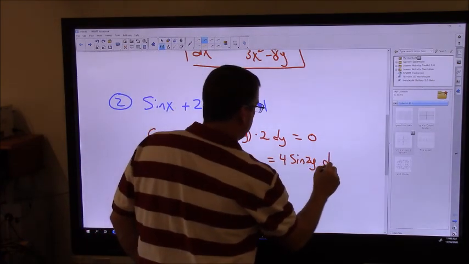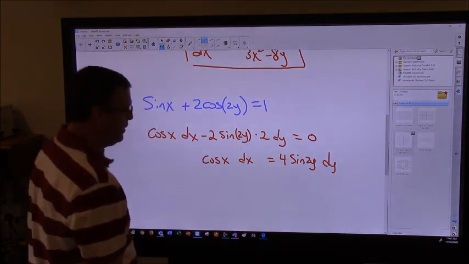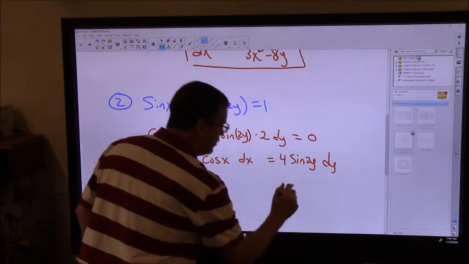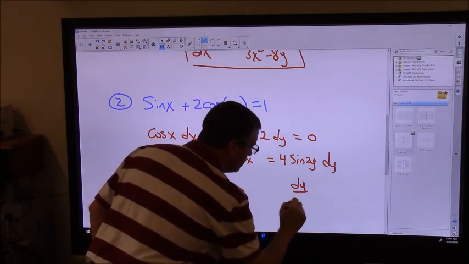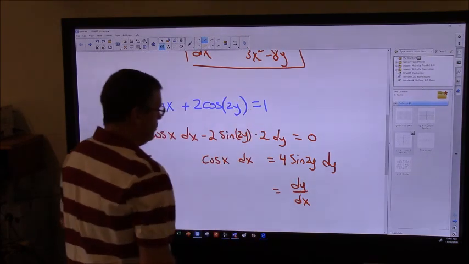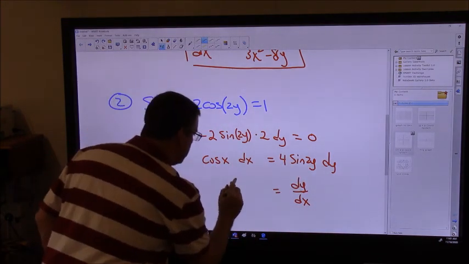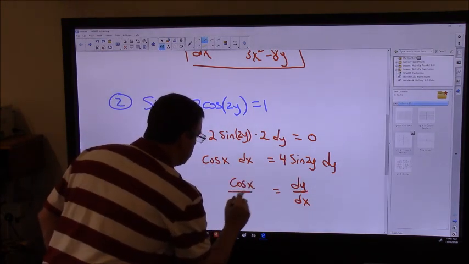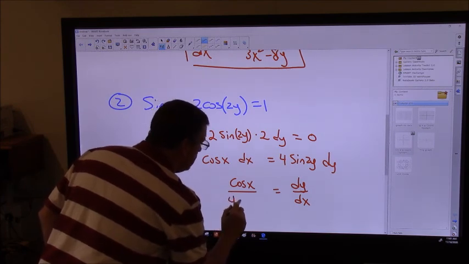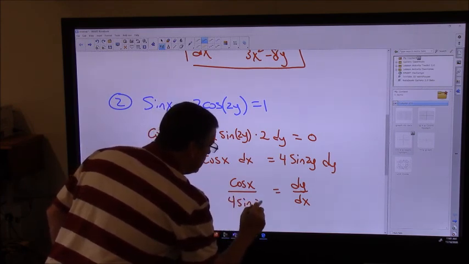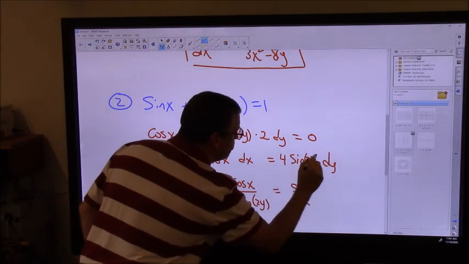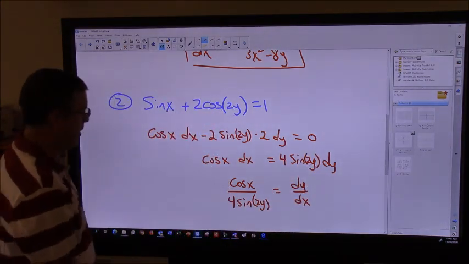And then dy. So now I want to know what dy over dx is equal to. So I move the dx over here to divide. That means I got to move this over here and divide. So cosine x over 4 sine of 2y. And that should be in parentheses. There's my answer.